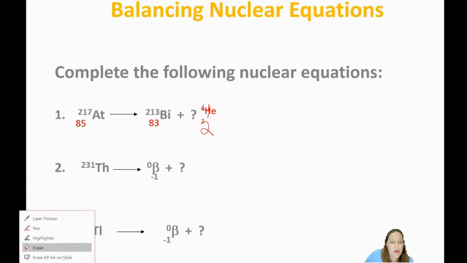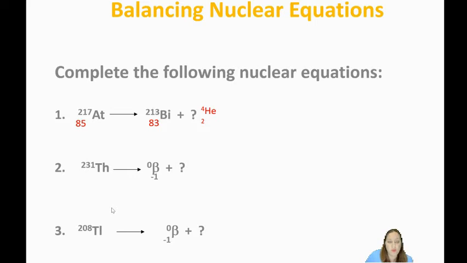And then if we look at our next one, thorium 231, going to beta emission. Thorium is 90. So -1 plus what equals 90? That would be 91. And then 231 plus 0 is going to be 231. So we have Pa 91. How do we know that's Pa? Well, we know that because the 91 designates the element. So then we look on our periodic table to see what the symbol is.